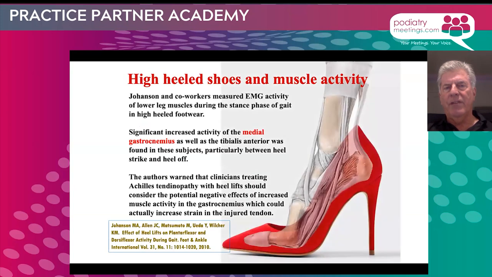And an interesting study using EMG activity showed significant increased activity, particularly the medial gastrocnemius, when patients wore elevated heel shoes. So this is a negative effect if the purpose of recommending higher heel shoes is strictly to offload the Achilles.